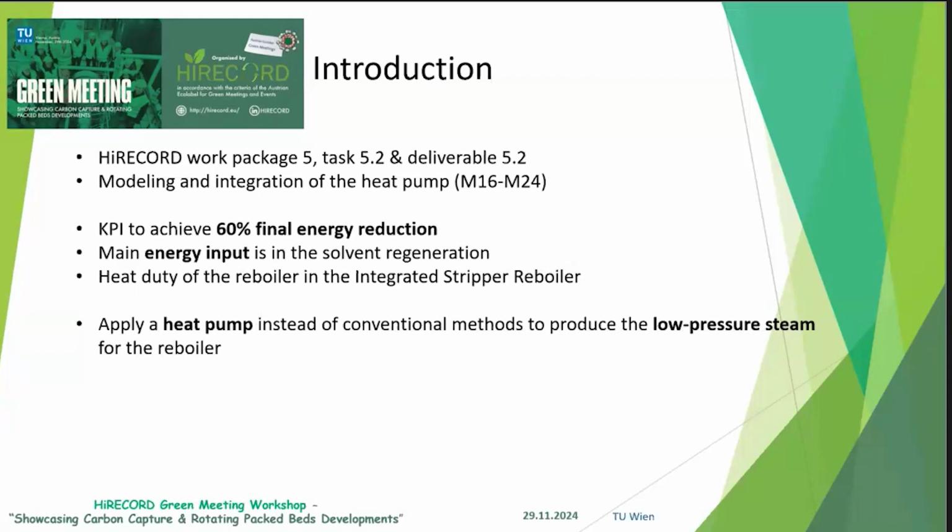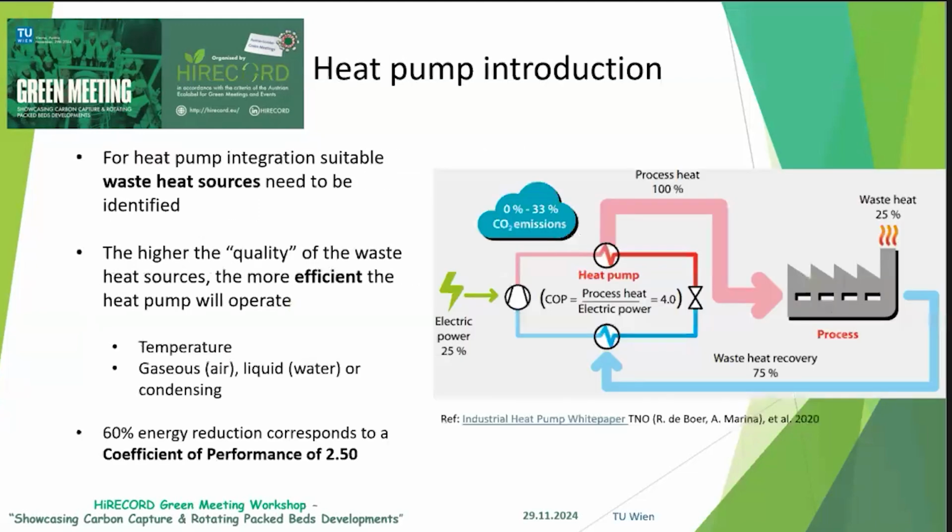And the way we can achieve this is by applying a heat pump. So instead of using conventional methods to produce the low pressure steam that feeds the reboiler, we now use a heat pump to produce this low pressure steam. But a heat pump is so efficient because it has the waste heat recovery in the bottom.